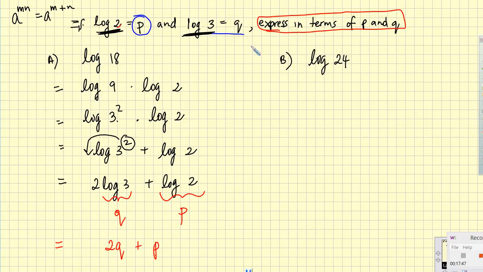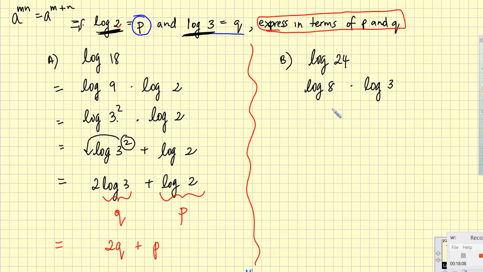All right, let's take a look at the next one. And that'll be it for today. So the next question says we have the log of 24. So the log of 24, I really want to try to break it down into 2 and 3. And I think the best way to go about this would be to rewrite it as log of 8 times the log of 3. That would give me the log of 24.